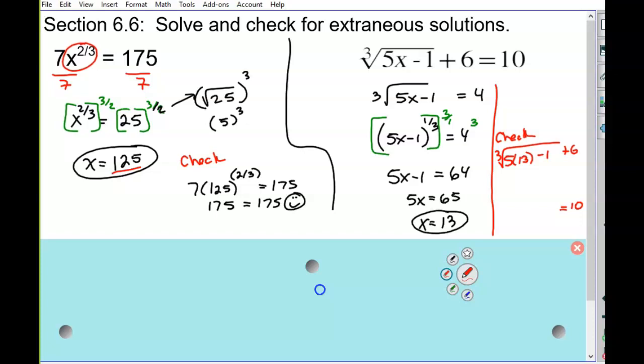Remember where the cube root button is? It's on your math. So hit the math button on your calculator, and it's the 4th option down. So if I was doing this with my calculator, I would get 64, and then I'd have to do the cube root of 64, which is 4. And that proves that 13 is an accurate answer.